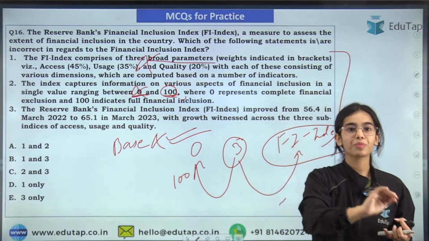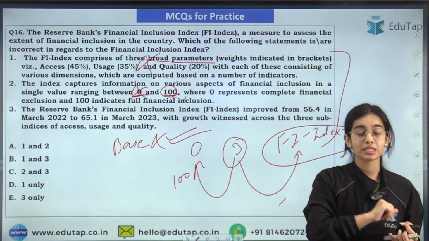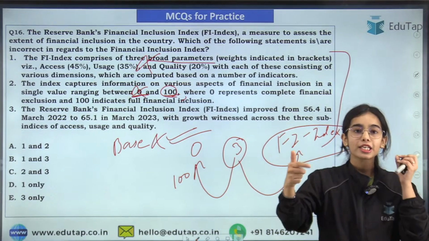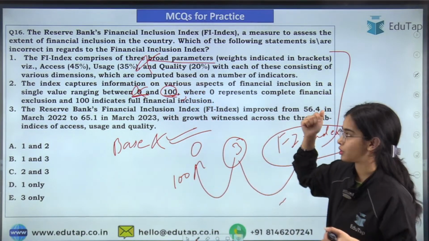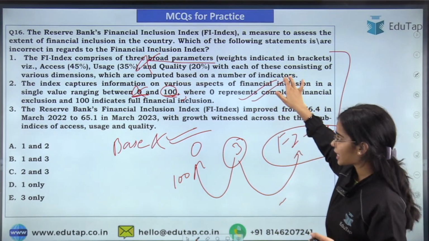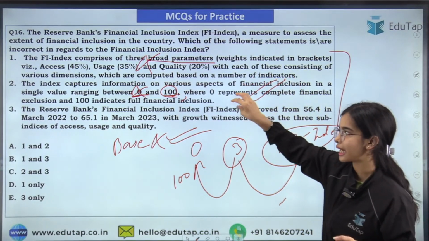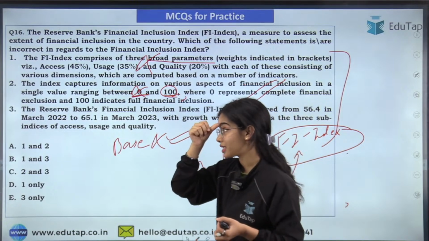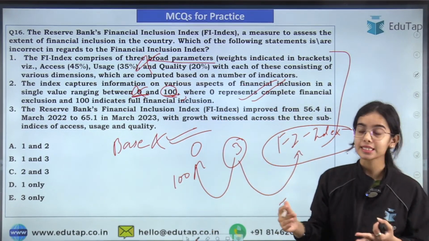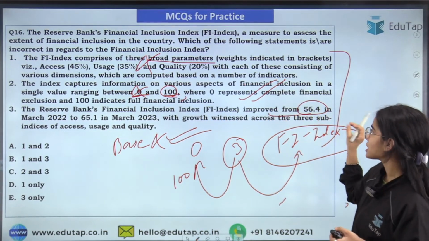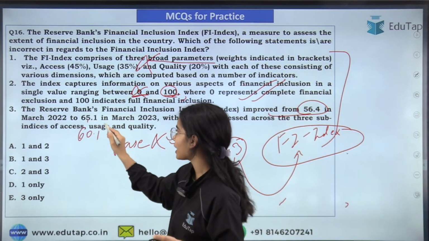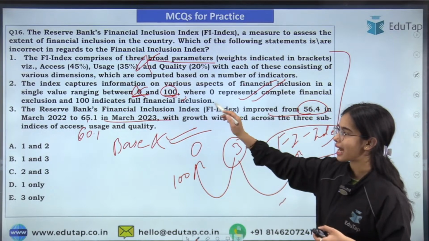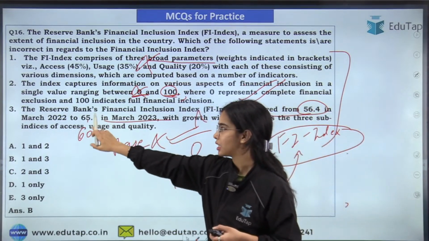Many people do not have bank accounts, many people do not have insurance, many people do not have a connection with the financial market, so we do not have complete financial inclusion also. So this is the correct statement, because this is telling the right information. Now the next point is that the Reserve Bank's financial inclusion index improved from 56.4 in March 2022 to 60.1 in March 2023. So this is actually wrong, because it should be 60.1.